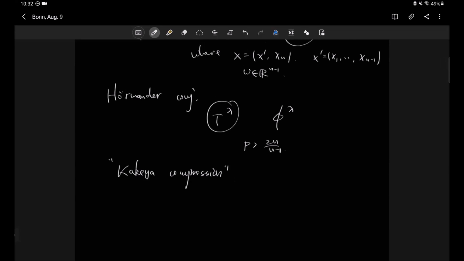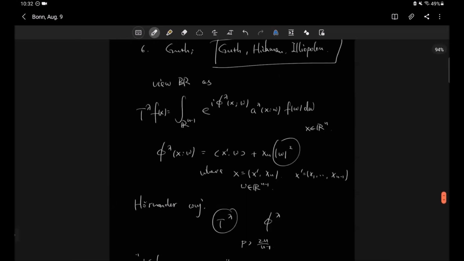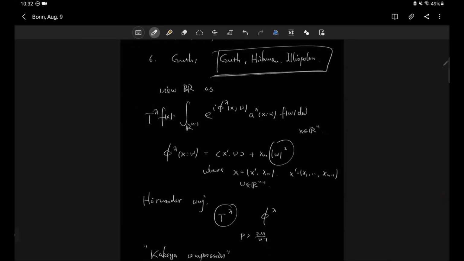Okay, let's go back to item 6. In the work of Guo, Hickman, Iliopoulou, they gave a complete answer, as I mentioned, to Hörmander's conjecture. They determined the optimal range of L^p boundedness of such operators T_lambda, and the Bochner-Riesz operator can be viewed as a special case of this operator, and therefore this is how they proved the L^p bounds of the Bochner-Riesz operator in a large range. But we know now that it is not the largest possible range for the Bochner-Riesz operator.